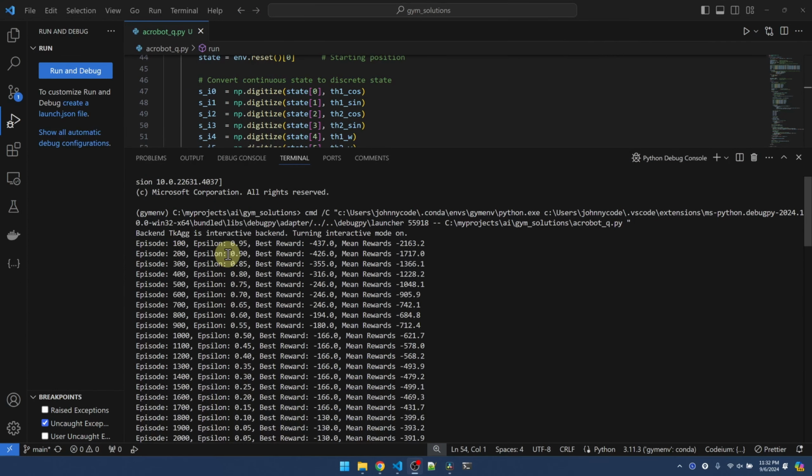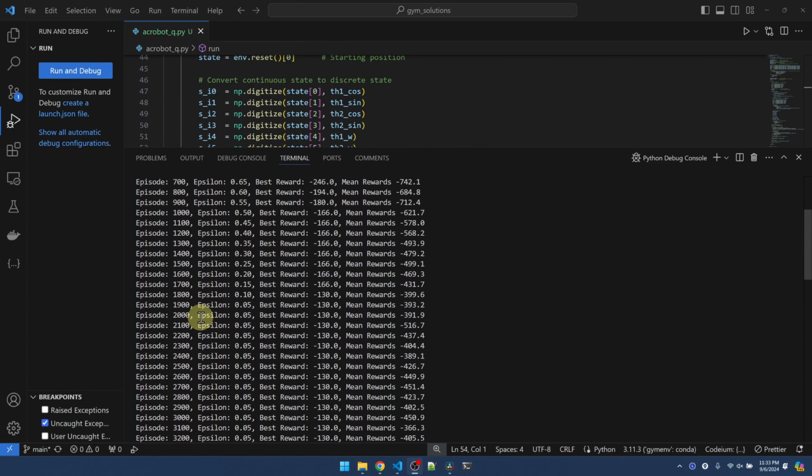Okay, after 100 episodes, epsilon has decayed to 0.95. The best reward achieved is in 437 actions. On average, it took 2100 actions to reach the goal. We can see over the course of about 1,000 episodes, we went all the way down to a negative 166 reward. At about 1900 episodes, epsilon's already down to minimum. So 5% of the time, it's going to do a random action. 95% of the time, it'll do the best action. And we're kind of stabilizing in 130 steps to reach the goal.